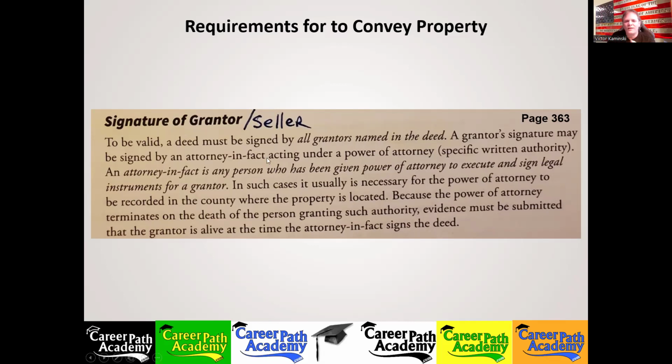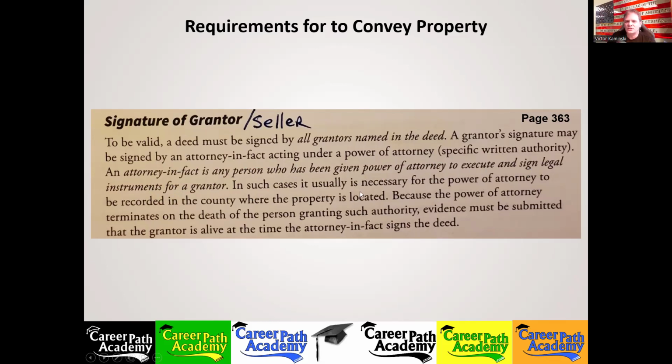That's what this whole thing is explaining right here about the signature of the grantor. It says to be valid, a deed must be signed by all the grantors named in the deed, and a grantor's signature may be signed by an attorney in fact, acting under a power of attorney. That's that specific written authority that's given to them to act on someone else's behalf. An attorney in fact is a person who has been given a power of attorney to execute and sign legal documents or instruments for a grantor.